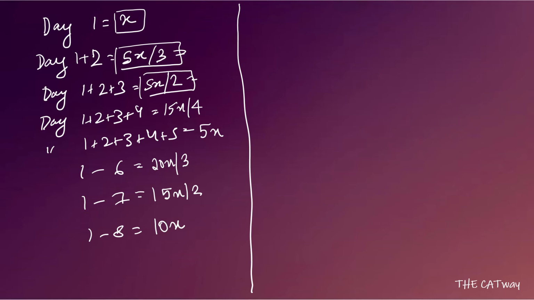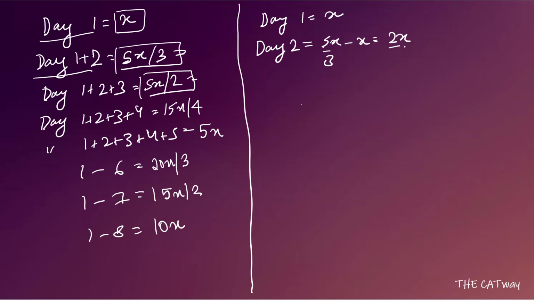Now we have to find out the individual values of each day. For day 1 we know it is x. For day 2, how will you calculate? You will calculate it by day 1 plus day 2 minus day 1. So it will be 5x by 3 minus x. The answer would be 2x by 3.